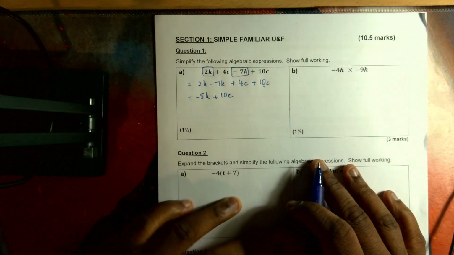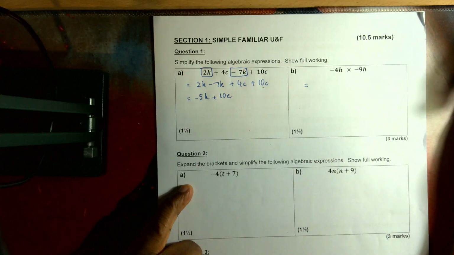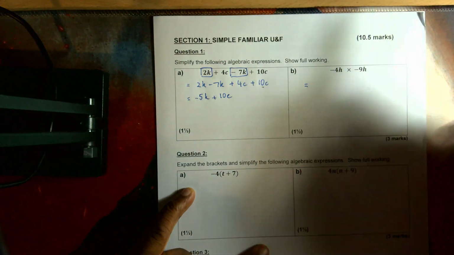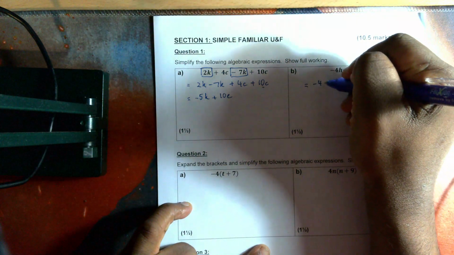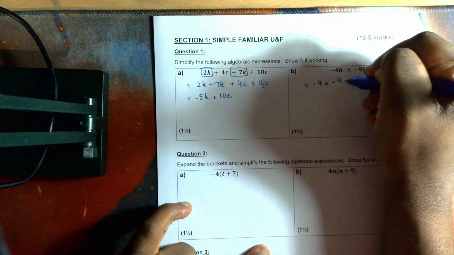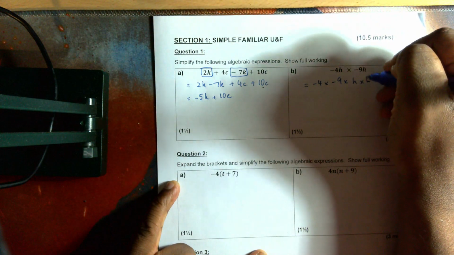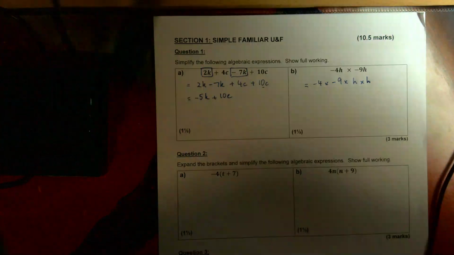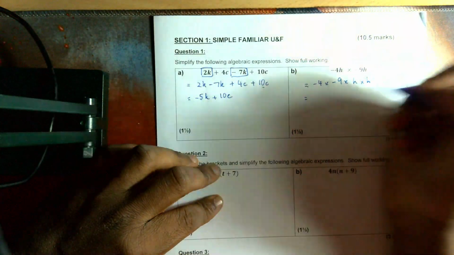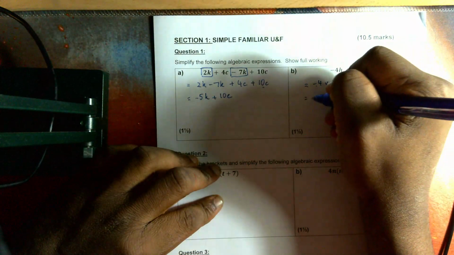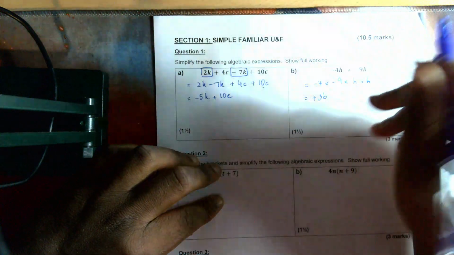Next, multiplying algebraic expressions. Well, first thing I'm going to do is negative 4 times negative 9. And then we're going to multiply our variable together, h times h. And you know that if you've been in my class long enough, that a negative times a negative, we will write down our positive. 4 times 9 is 36.